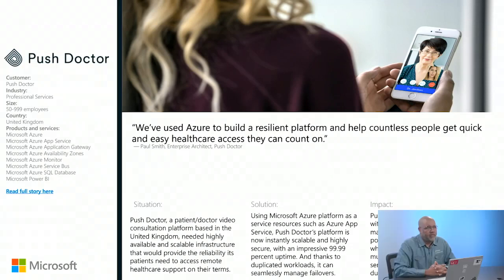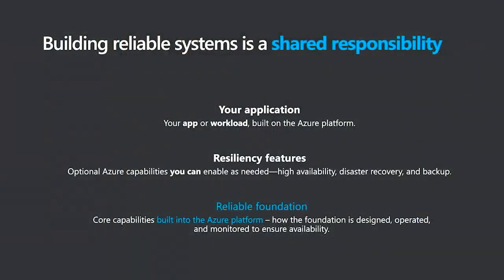Azure PaaS services, like Azure App Service, solve the customer's pain point. PushDoctor's platform is now instantly scalable and highly secure. Microsoft builds the core platform foundation, but the customer shares responsibility for deploying needed resiliency features and benefits. Microsoft builds and operates the foundation, then customers choose to enable relevant services to help with their resilience needs, and their app effectively sits on top of both.